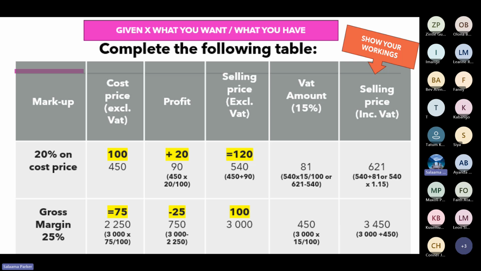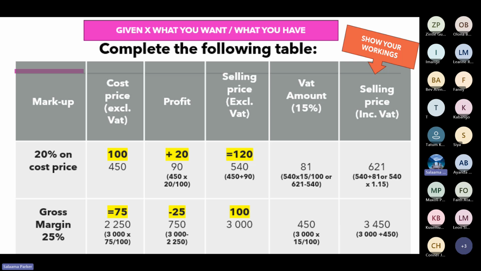When it says gross margin, then remember the rule is your selling price is now equal to 100. Now you're working from the back to the front. So now you're going to subtract. Here we're going from the front to the back, so we add. Going from the back to the front, or to the beginning, we're going to subtract. Okay. So 100 minus 25 gives you 75.